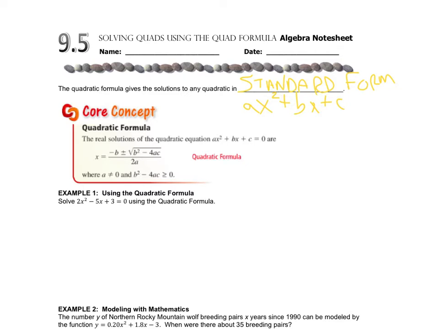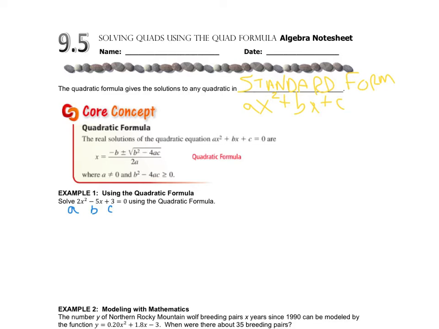So let's do a couple of these to see how it works. In this first example, we have 2x squared minus 5x plus 3. We want to use the quadratic formula to solve this. So we're not factoring, which we could potentially try to do. We're not trying to graph this. We're not trying to complete the square. This is another way to do this. Remember, the a is the number right in front of the x squared, the b is the number in front of the x, and c is the constant by itself.